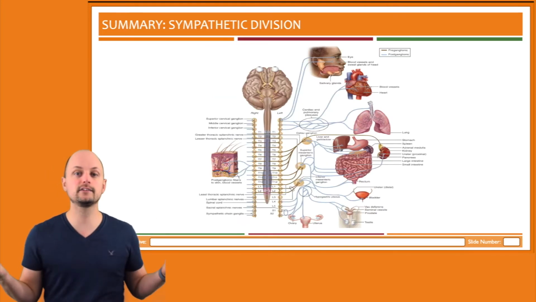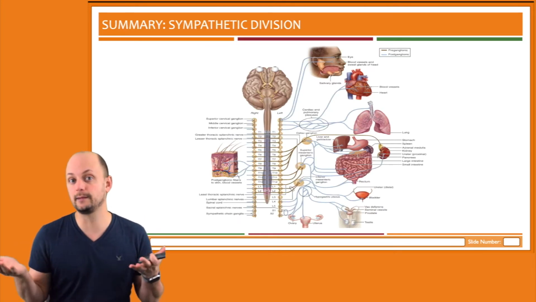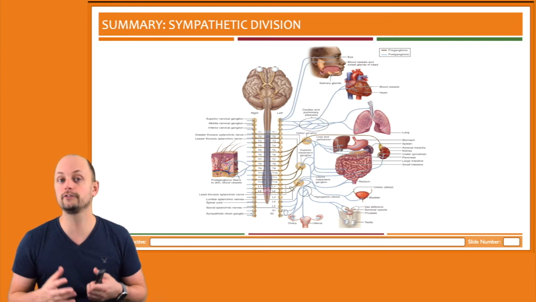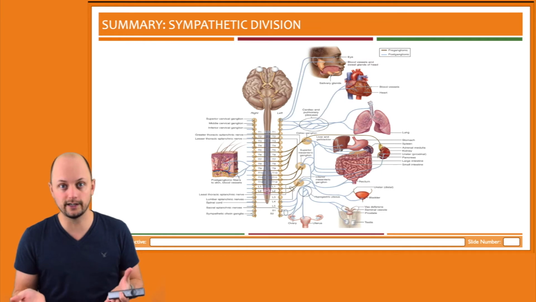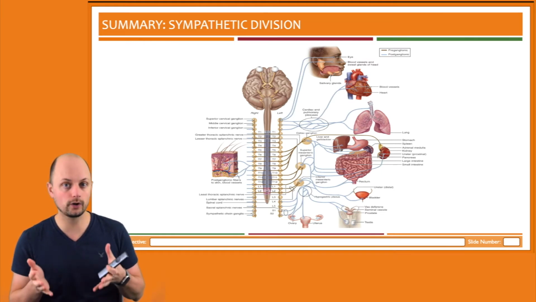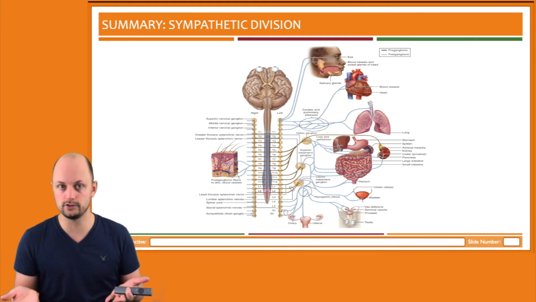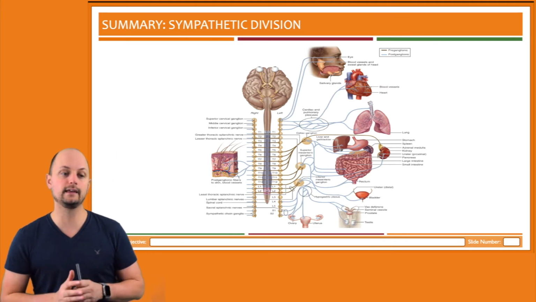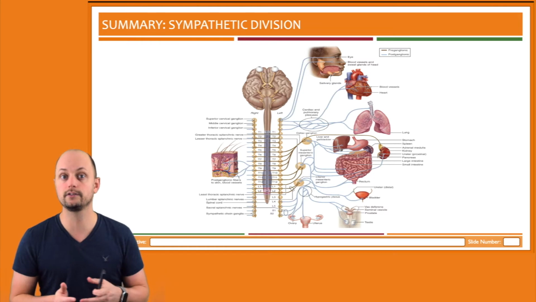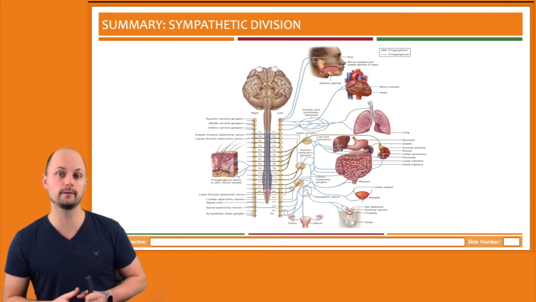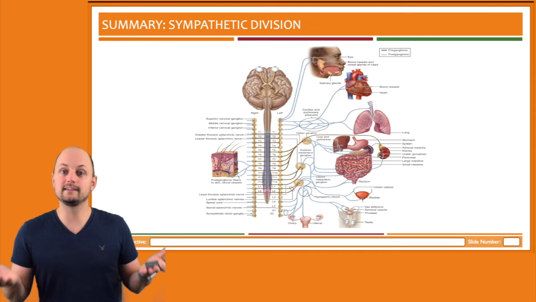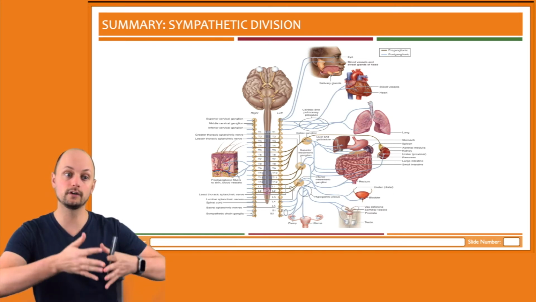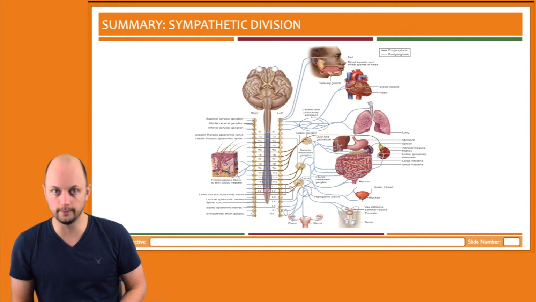So again, lots of diagrams here representing the same thing. There's nothing new on this diagram, but one of the really nice things about this particular diagram is that we have color coding to help out with the terminology. So the preganglionic neurons are in brown and the postganglionic neurons are in that light blue color. So again, what we can see is that for most tissues, we have two neurons relaying the message to them.